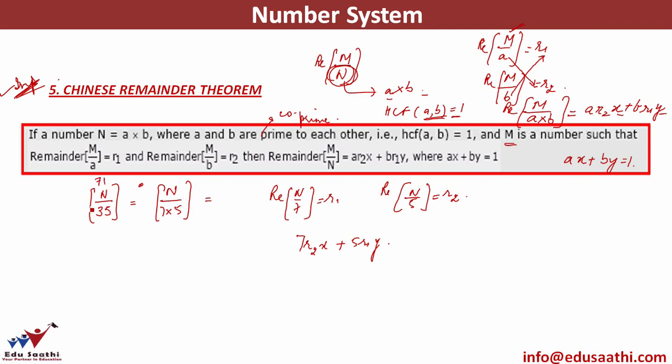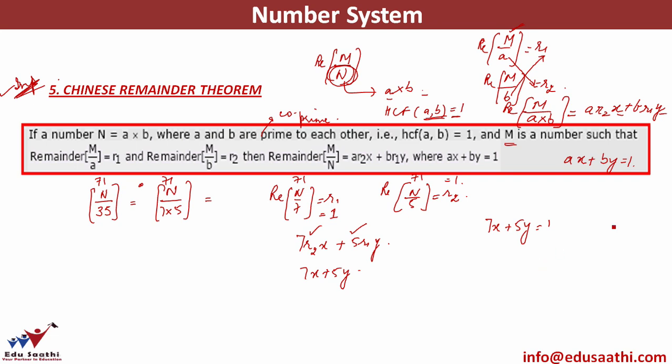71. If I take n as 71, then 71 when divided by 7 gives a remainder of 1. 71 when divided by 5 also gives a remainder of 1. So I'll substitute the values of r2 and r1. So my answer will be 7x plus 5y. How to find x and y, such that ax plus by is equal to 1?